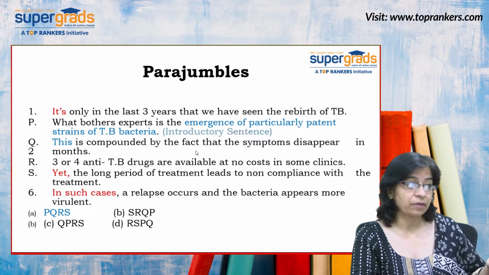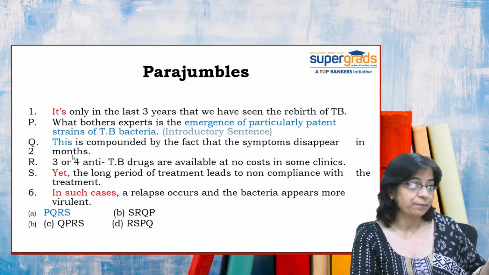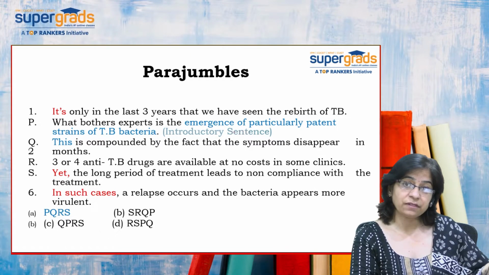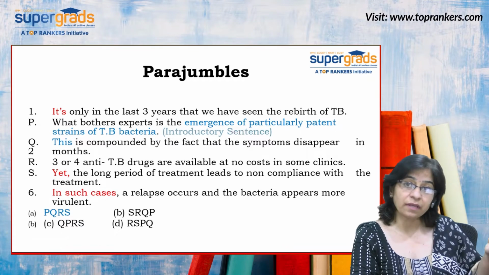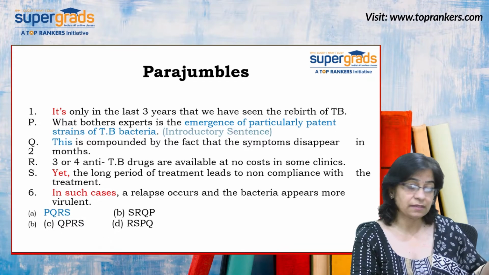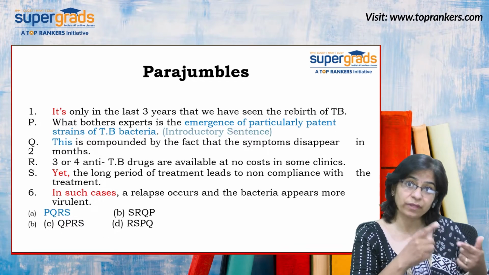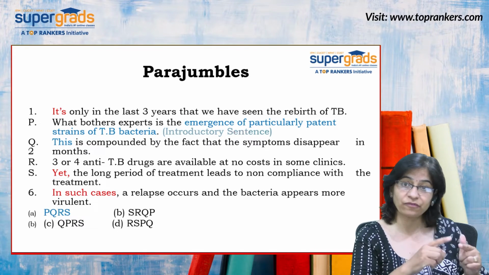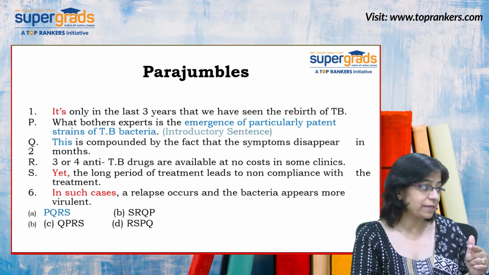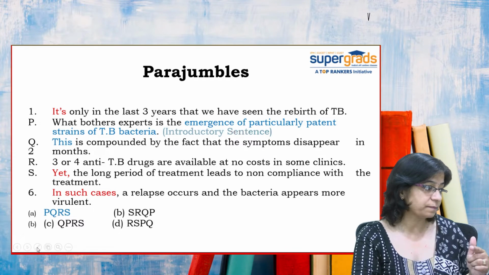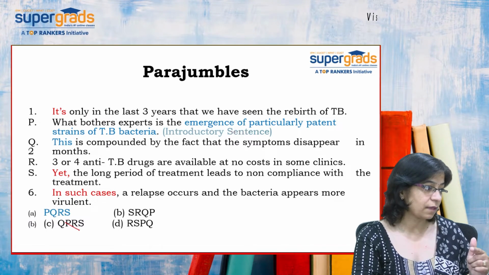This is compounded by the fact that the symptoms disappear in 2 months. Now, see, in the first statement we were just talking about the rebirth of TB, and this statement would not go well with the first one. So, this cannot be your first statement. So, you could always eliminate option C.